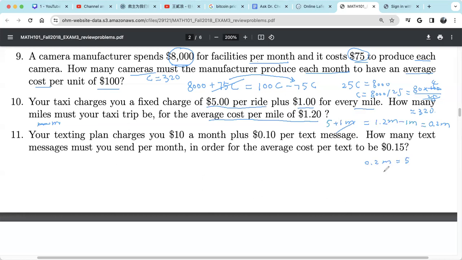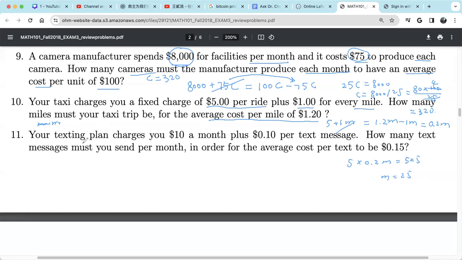If dividing by a decimal is troublesome, what you can do is this. You multiply by 5 on both sides. Why? Because 0.2 times 5 is 1. 2 times 5 is 10, but you have the decimal place, 1 place, so you get a 1. So 25 miles.